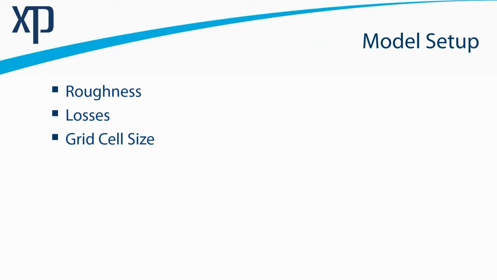So your model setup involves specifying the usual business of setting up your Manning's n roughnesses. The losses, and the approach you take to losses, are very important, or can be very important, and so is your cell size, as we've discussed.